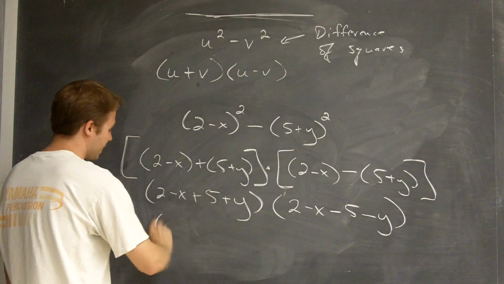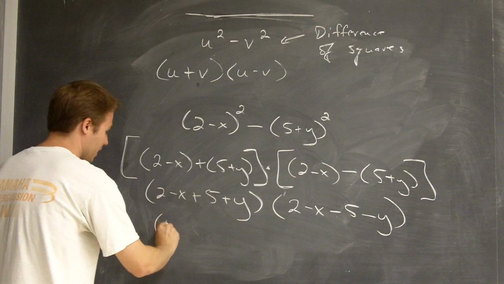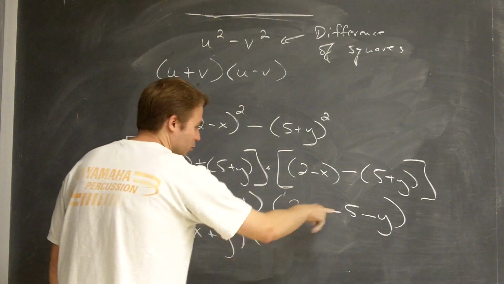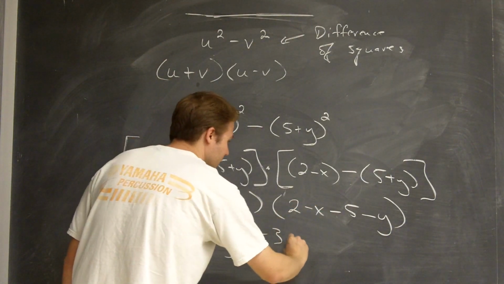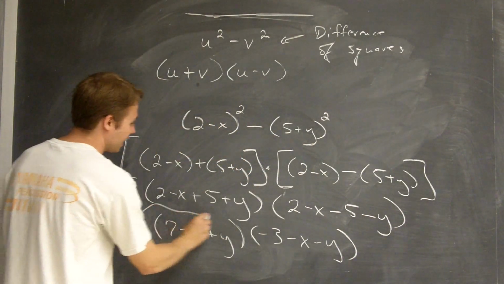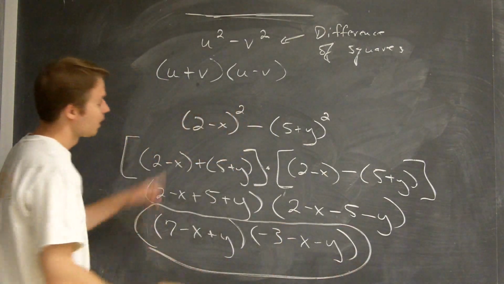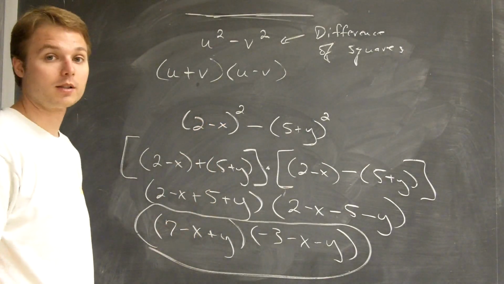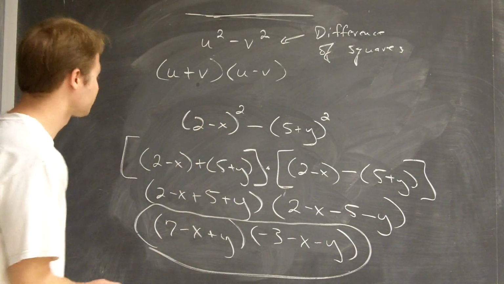And then we can just combine any like terms. So 2 plus 5 is 7, and then minus x plus y. 2 minus 5 is negative 3, and then minus x minus y. So I was actually able to take this expression and factor it out into 2 trinomials. So that's also a possibility of something that might happen.